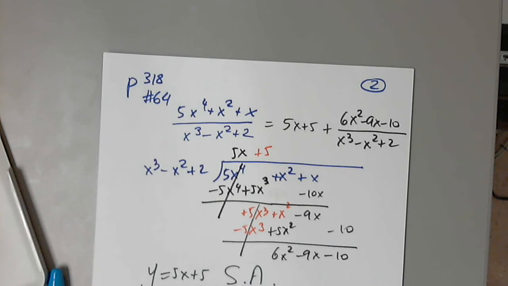We can always check. How would I check? I would multiply this by this and add that. If I don't get the numerator, then the answer is incorrect. Would you like to do that, or is it clear that's okay? You want to check? No, I see what you did.